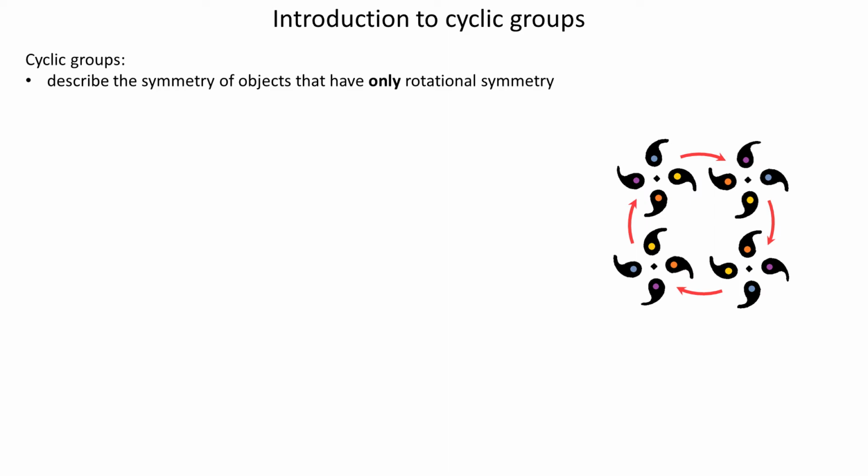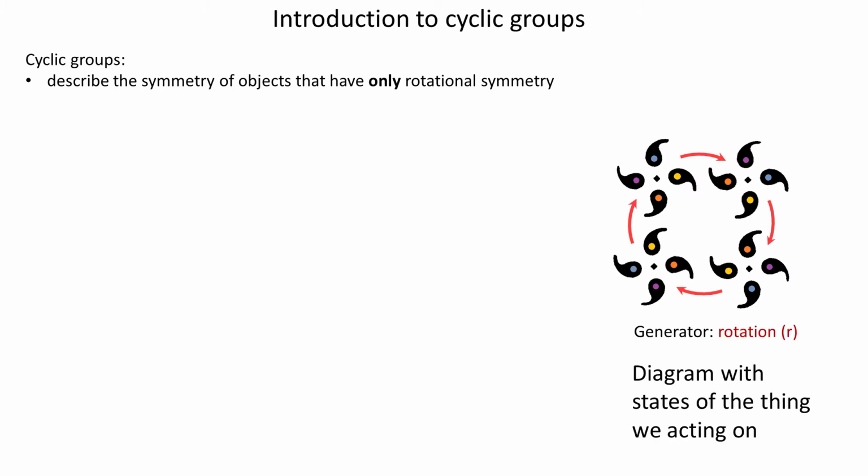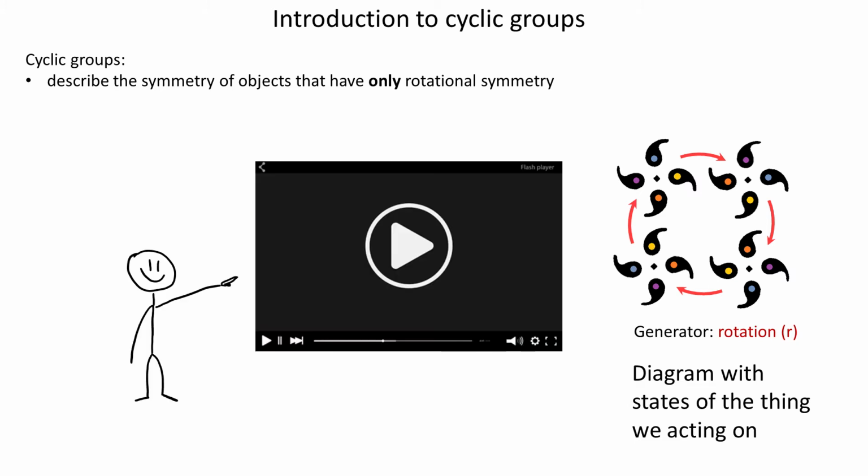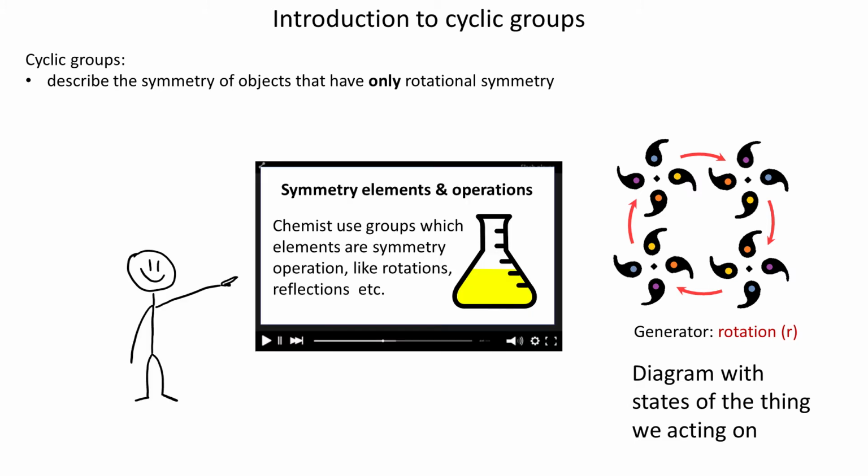We can say that the shape has rotational symmetry. In fact, cyclic groups describe objects that have only rotational symmetry. Let's focus on the diagram once again. It shows the states of the shape that we rotated. But there are many similar shapes that would behave exactly the same way, so it would be better to just focus on the actions that we are performing. In fact, the actions are the elements of the cyclic group. And if you watched my video on symmetry elements and symmetry operations, you know that chemists use groups whose elements are symmetry operations, like rotation, reflection, etc. So this is not new to us.